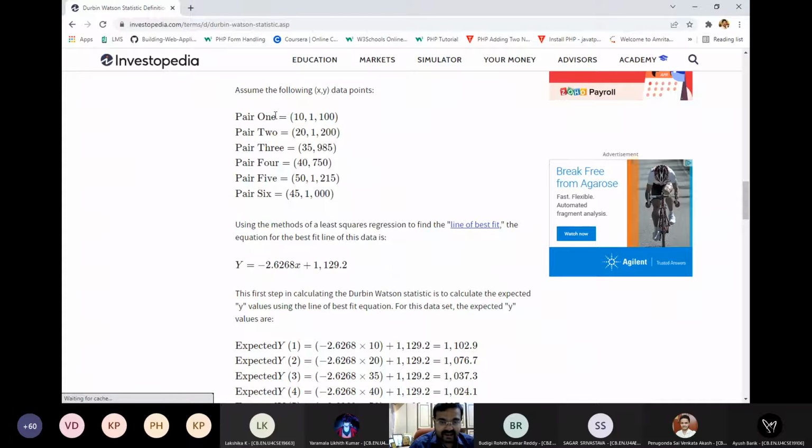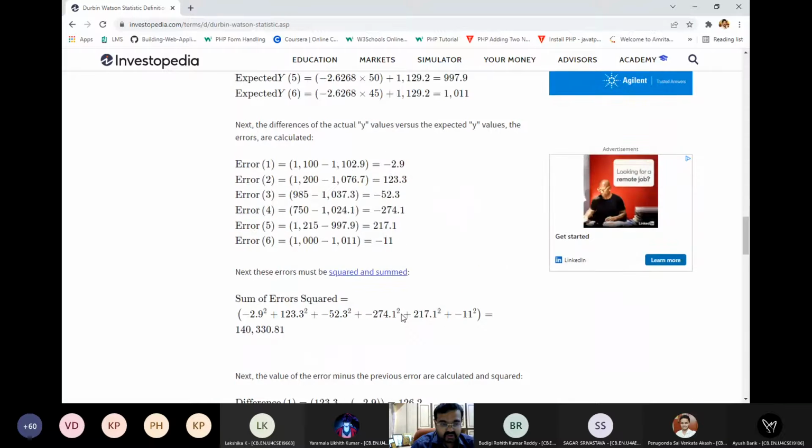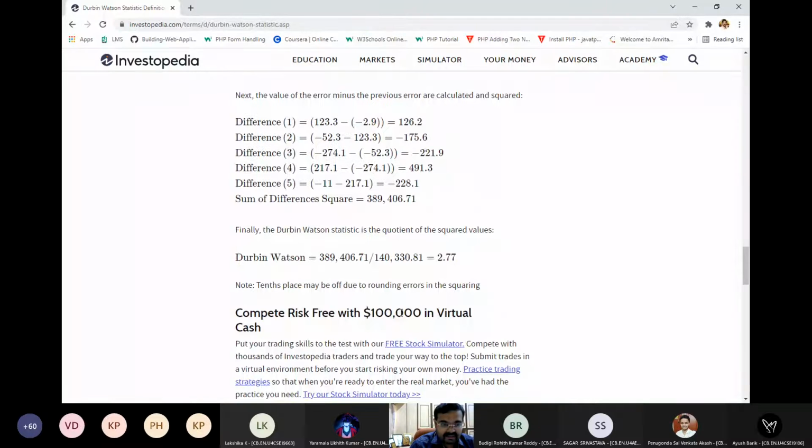Then you do a kind of Durbin-Watson mathematical thing by substituting the values, and you find the sum of error square. You can try this out. If I just show you, you will not be able to understand. You'll have to try this problem in the notebook, and then you will get this value.